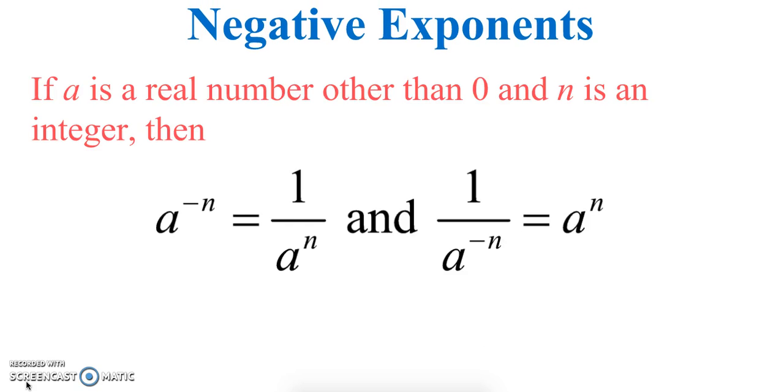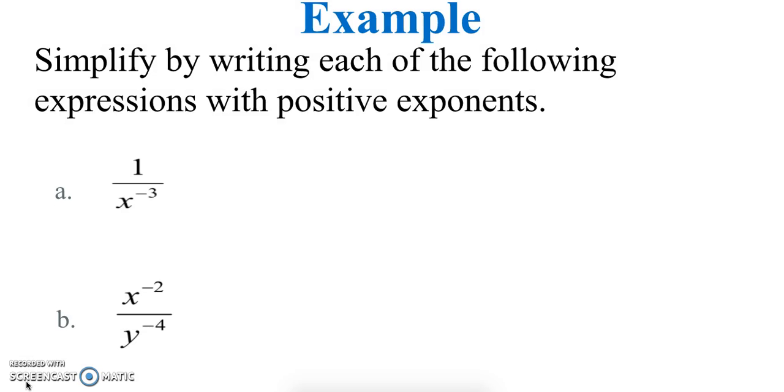Okay. This is just basically saying it's vice versa. So like I said, if it's in the numerator, you have a to the negative n, you create a fraction and put it in the denominator. If it's in the denominator, you flip it and make it the numerator, and you can leave out the 1, unless of course the 1 is not a 1.